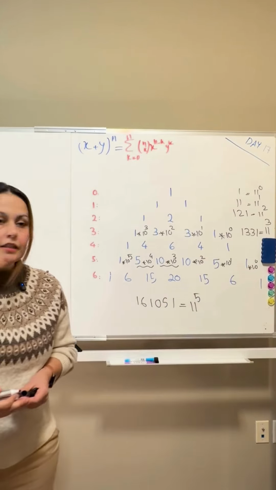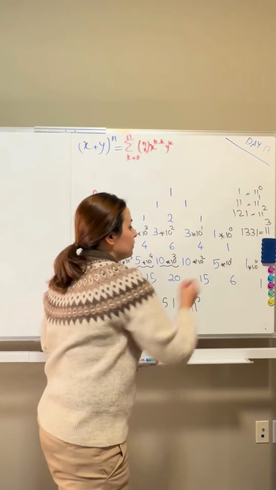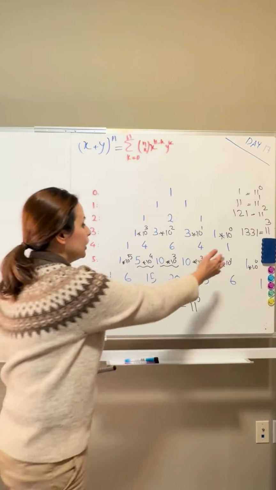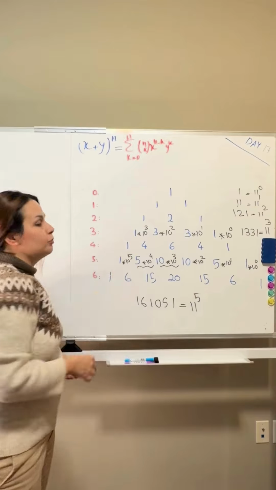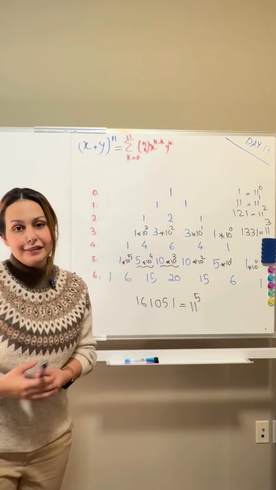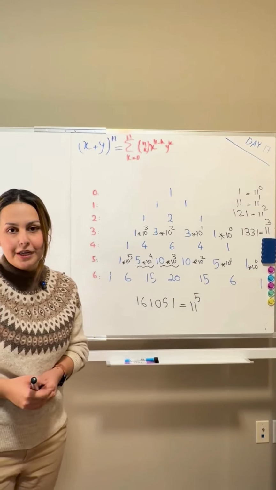You can do the pattern. You will start from the rightmost one, multiplying that by 10 to the power of 0, going all the way to the left, and the first one is going to be 10 to the power of the number of the row, and it is going to give you 11 to the power of the number of that row.